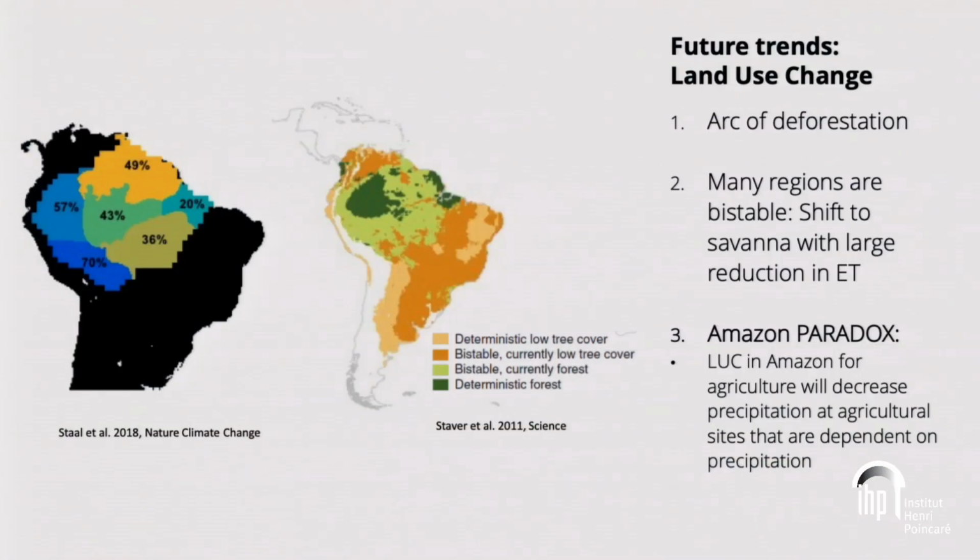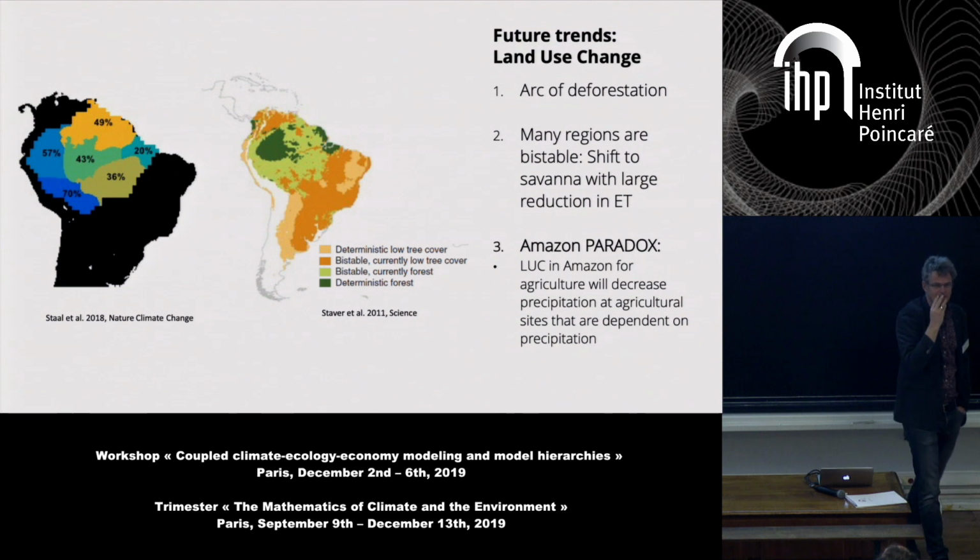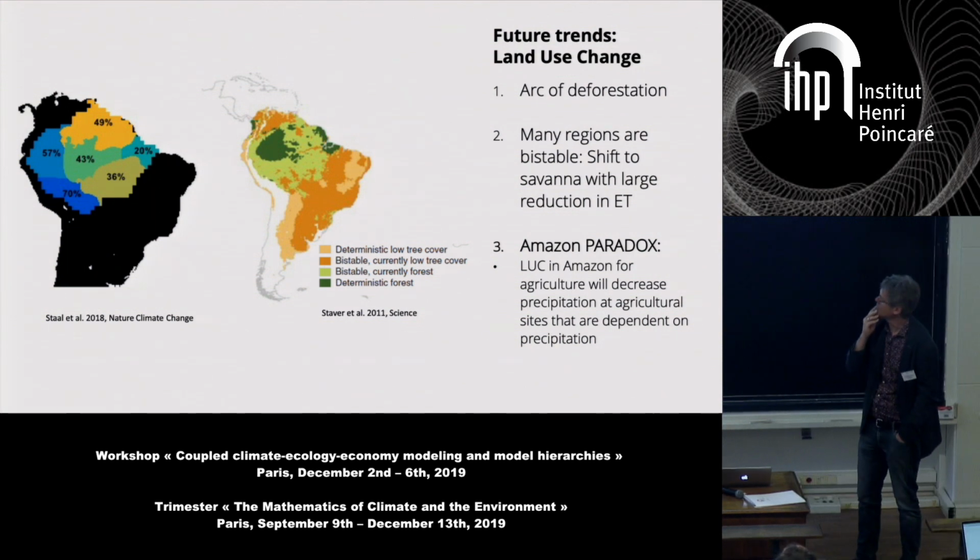So if we think about these future land use changes, on the right hand side we have a picture from Staver, and also Hirota had one in the same issue. They both had an analysis on what we call this bistability system, and the shifts from grassland to savanna to forest or the way back. And probably Vasilis will talk about this, or not? Well, anyhow.